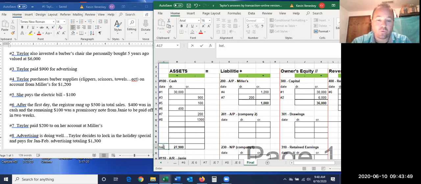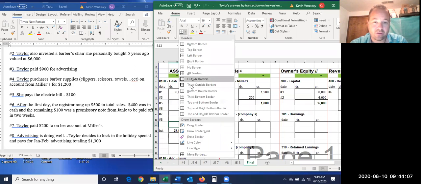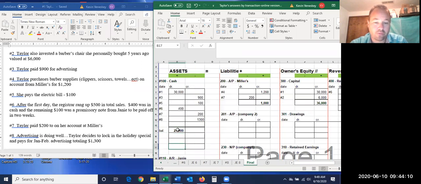So off to the side, we're going to put BAL whenever it's time to make a balance. And you don't have to put it at the bottom. You can put it right here, right below. You want to have a cutoff line. I usually make it a dark line. I highlight these cells, and then I come here and put on a thick bottom border.